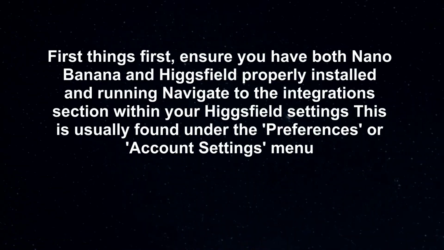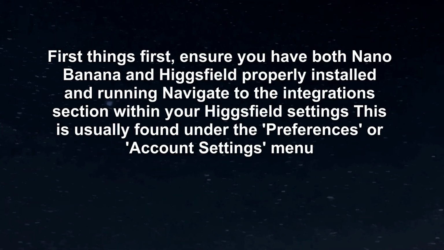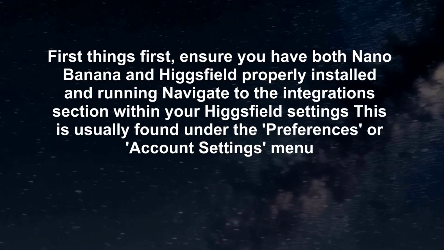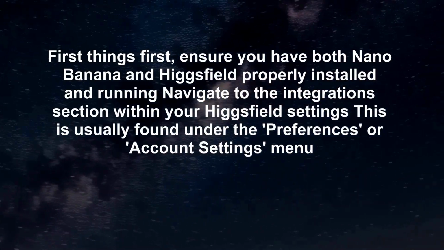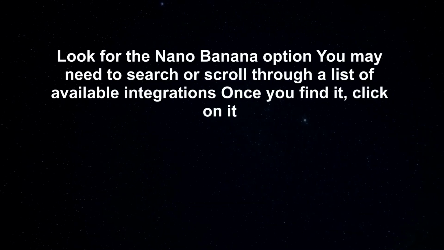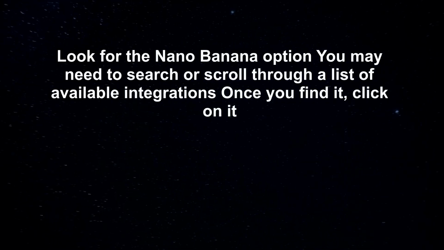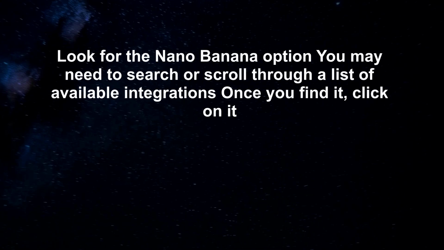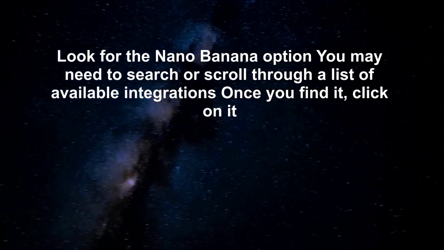Navigate to the Integrations section within your Higgsfield settings. This is usually found under the Preferences or Account Settings menu. Look for the Nano Banana option. You may need to search or scroll through a list of available integrations. Once you find it, click on it.